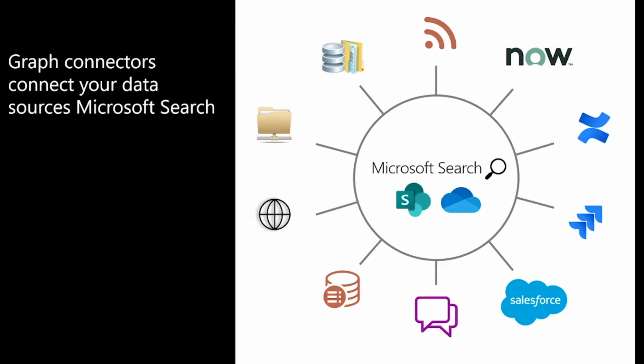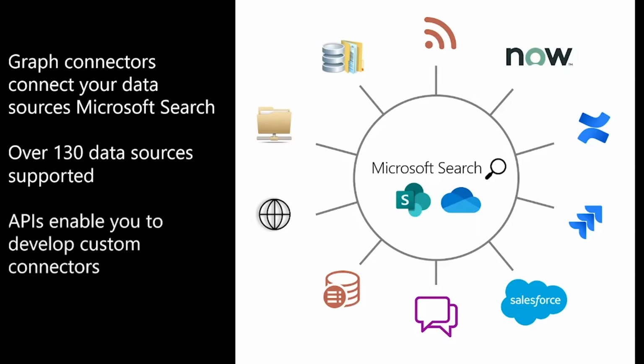Between Microsoft and our partners, there are over 130 connectors, and you can find them at the Graph Connectors Gallery. You can also use the Graph Connectors API to develop your own connector, whether you're implementing a custom connector for your organization, or if you are a SaaS provider wanting to make your product's content searchable in Microsoft Search. These are the right APIs for you to use.